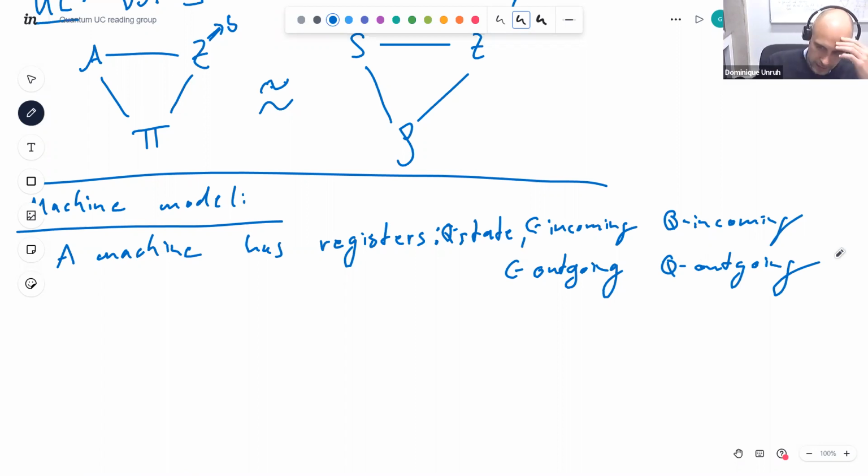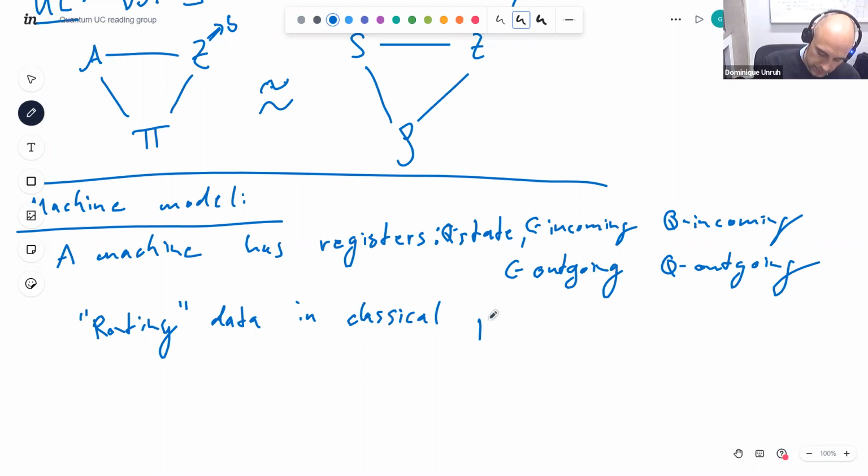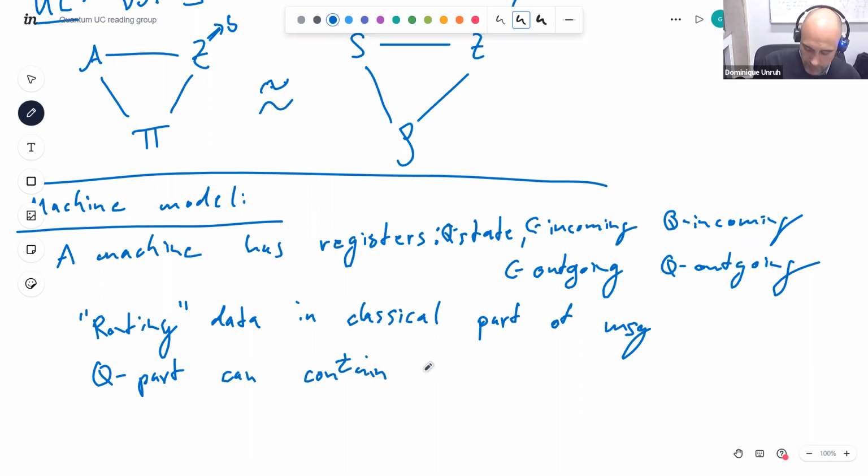And we take the convention that the routing data, let's call it, so the information of who is the intended recipient, or from whom the message comes, all this metadata is put in the classical part of the message, and the quantum part can contain arbitrary payload.